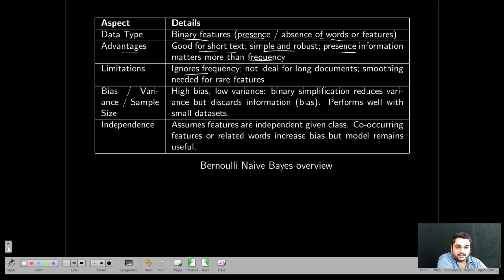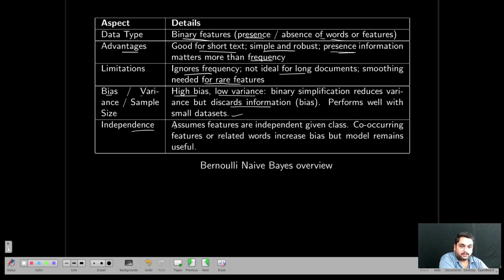So what are the limitations? It ignores the frequency, so it is not ideal for long documents. Smoothing is not actually needed, except in some rare cases. So what about the bias and variance? This model is very simple, so it has high bias and low variance, but it may discard some information because it's only saying present or absent. It performs well with small data sets.